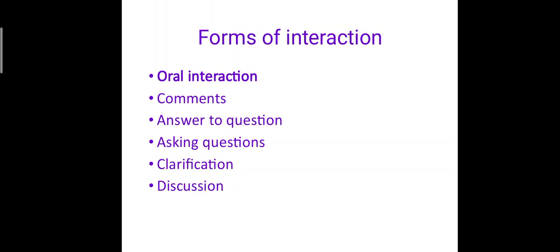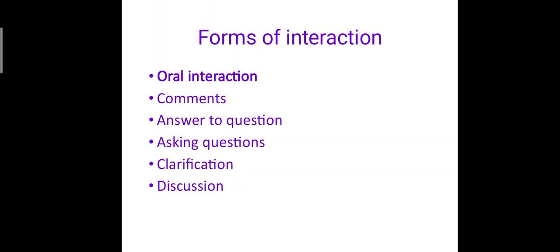Then what are the forms of interaction? Generally, there are two forms of interaction: interaction in oral form and interaction in written form. Oral interaction can be in the form of comments, comments by teachers and comments by learners. Both of these represent oral interaction. Teachers comment on some material, some aspect or a student's action, and learners comment about the teacher's remarks or the teacher's description, etc.